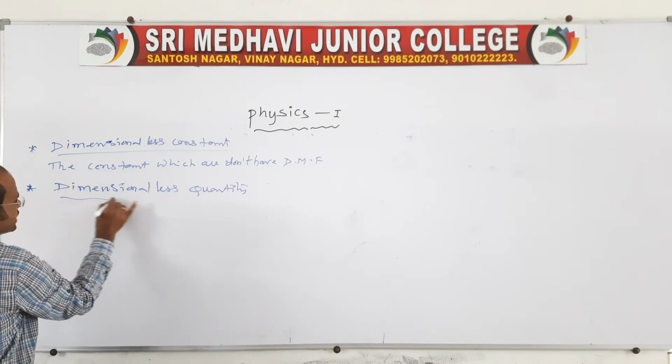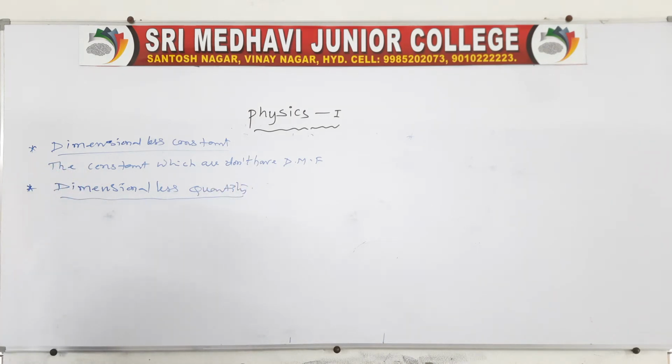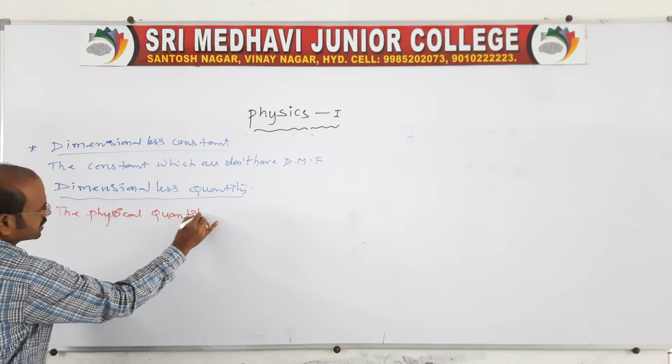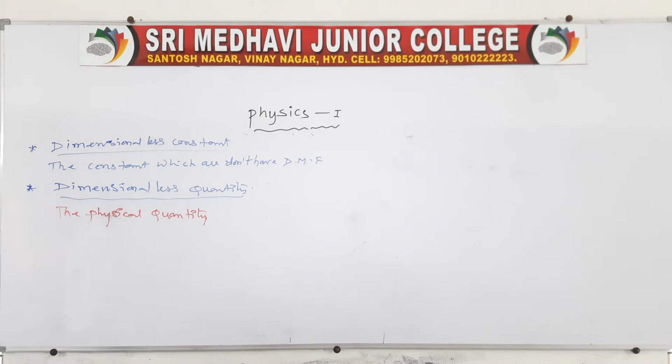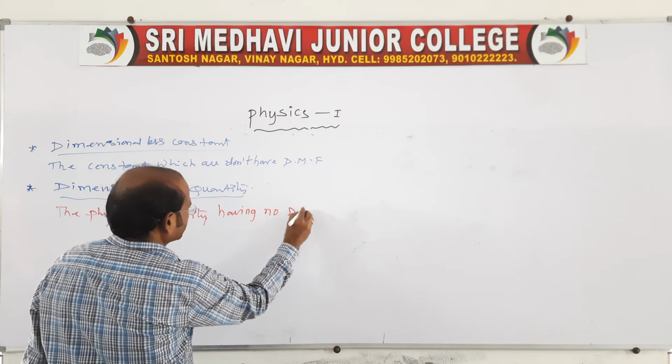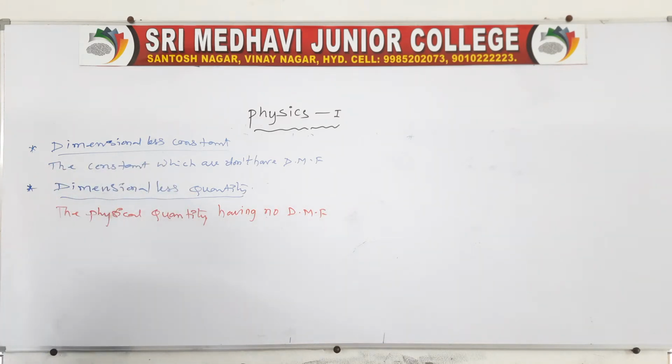See, some physical quantities do not have dimensions. You write here like this, physical quantity not having dimensions. Physical quantities having no dimensional formula are called dimensionless quantities. I'll give you examples for this. First example, that is angle.